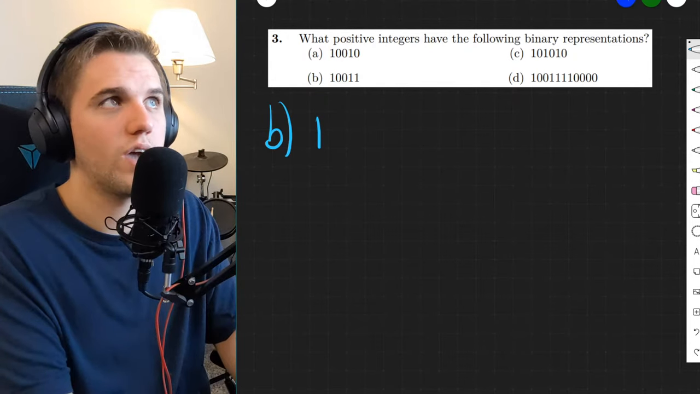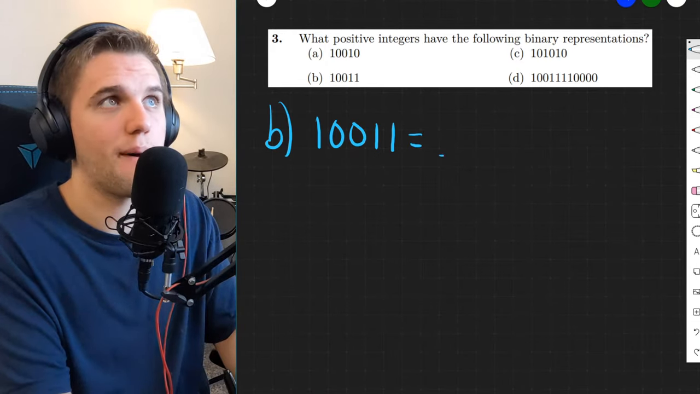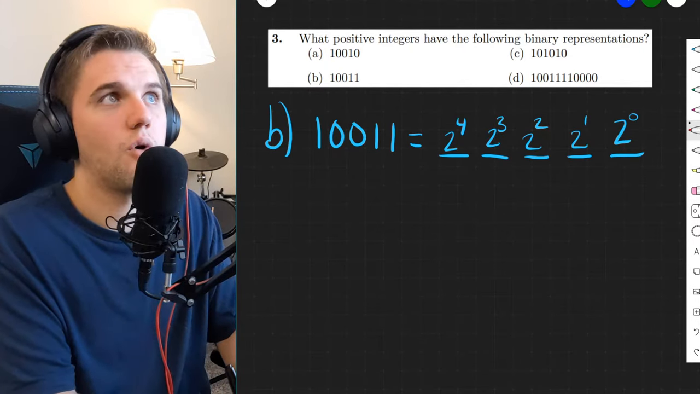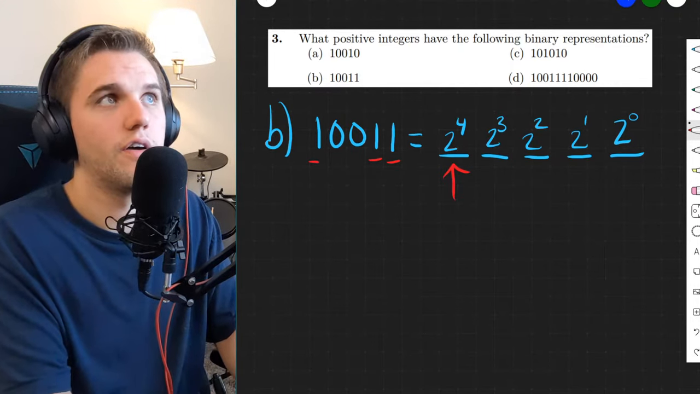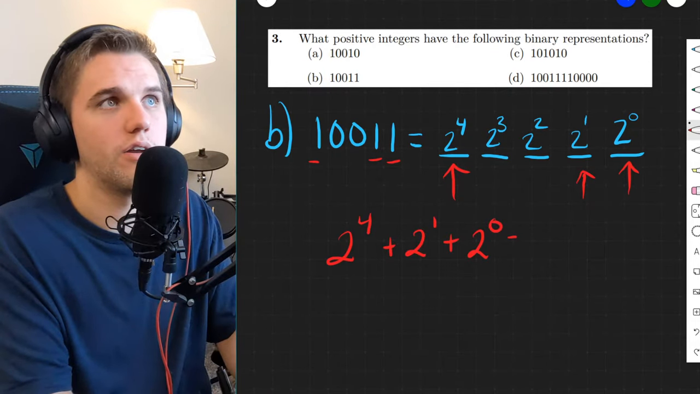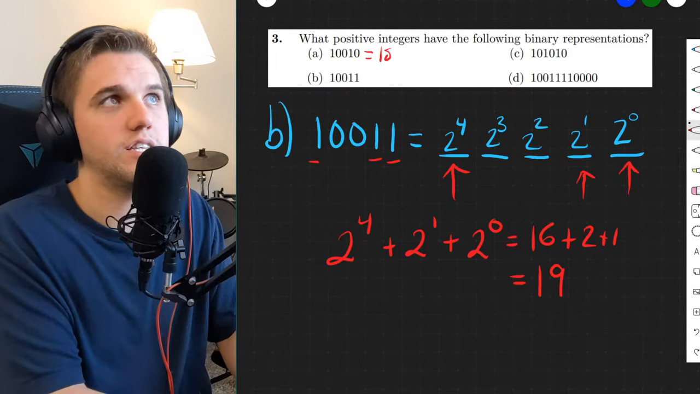For part B, we have 10011. So the only difference between this problem and the last problem is that among the different powers of 2 here, I want 2 to the power of 0, 2 to the power of 1, and 2 to the power of 4. And I'm going to add up these terms. So my answer is 2 to the 4th power plus 2 to the 1st power plus 2 to the 0th power, which is 16 plus 2 plus 1, which is 19. So the first answer was 18. The second answer was 19.